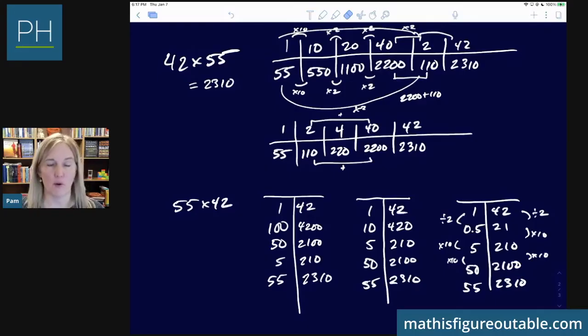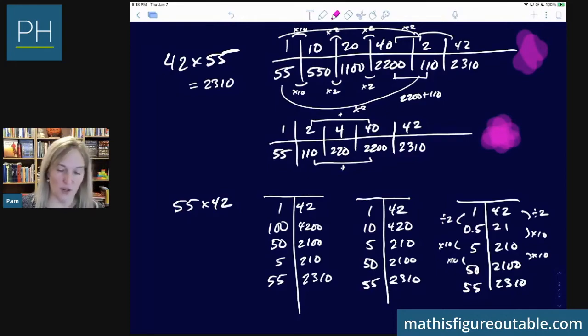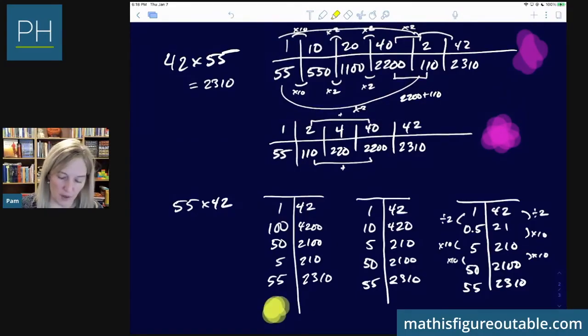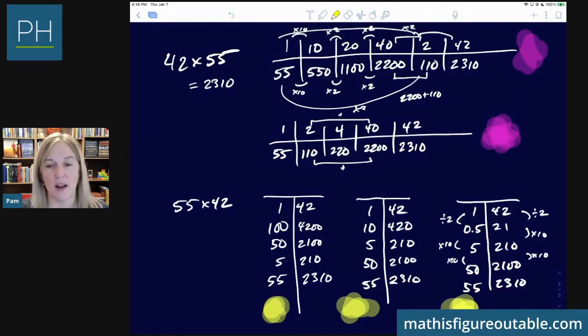When they look at a problem like 42 times 55, if they're going to think and reason to solve it, they have to choose. Am I going to think about 42 55s? Well, you can see that I did that if you look up at these two. I was thinking about 42 55s. I was thinking about 55s, and then I found 42 of them. Or was I thinking about 42s, and I wanted to find 55 of them? Well, then I'm going to use these strategies. These are me thinking about 42s, and I'm finding 55 of them. That's a window into your student's head.